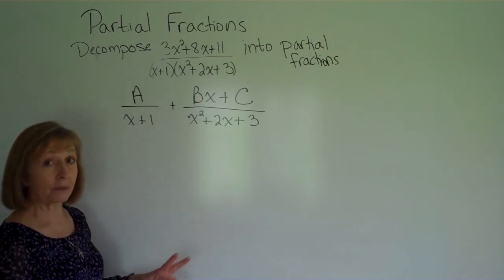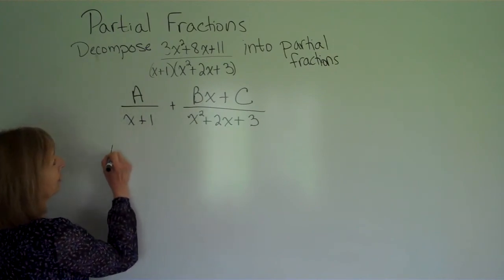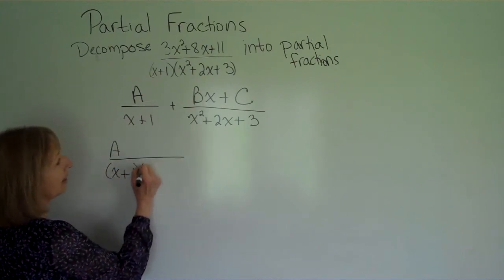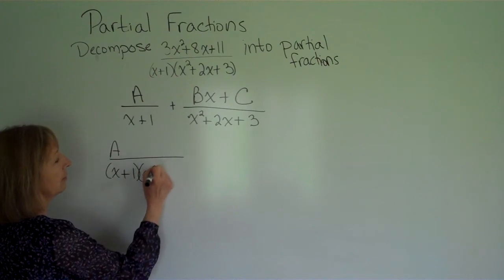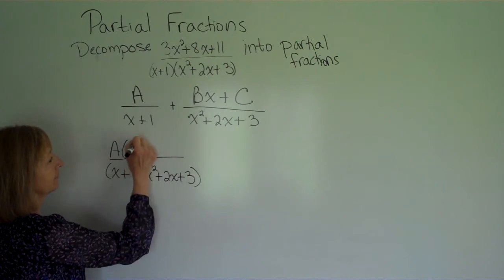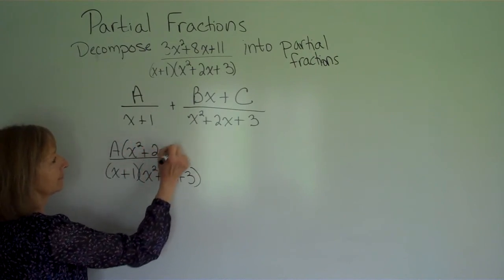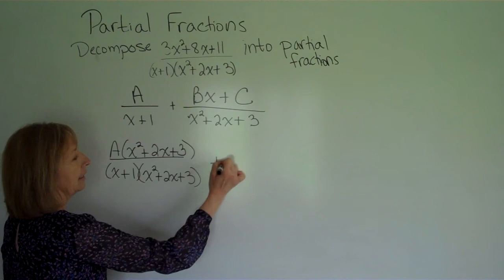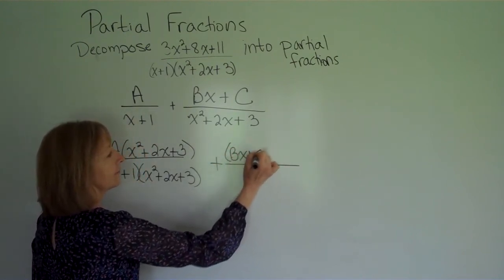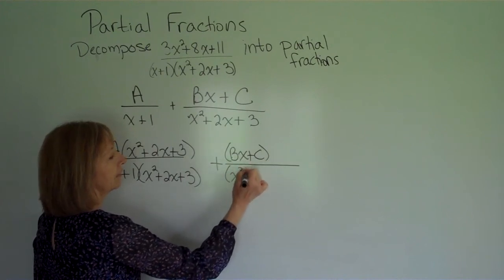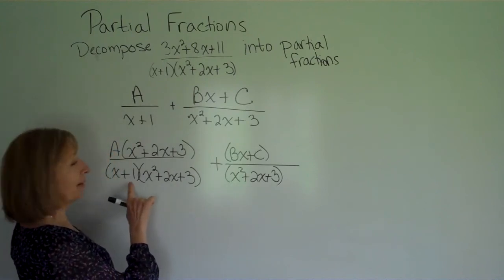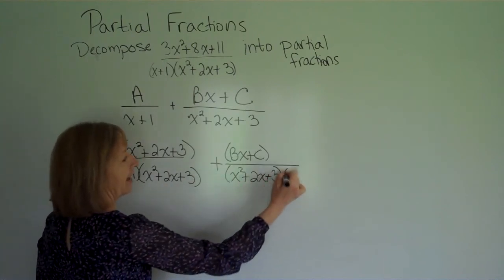So remember, next we build to get the common denominator. So I need to take this first fraction and build it top and bottom by the x squared plus 2x plus 3. And then I need to take the second fraction and build it top and bottom by the x plus 1, the other factor it doesn't have.